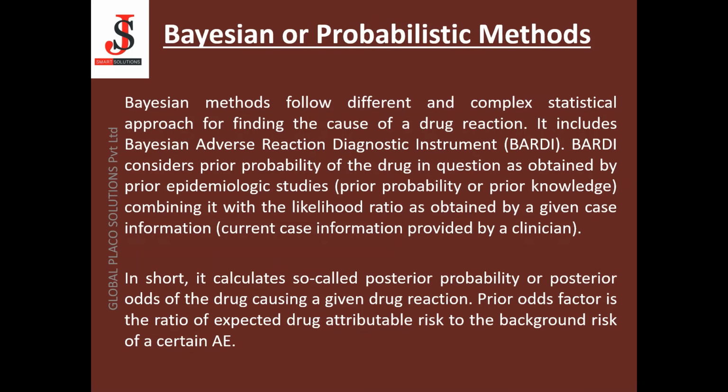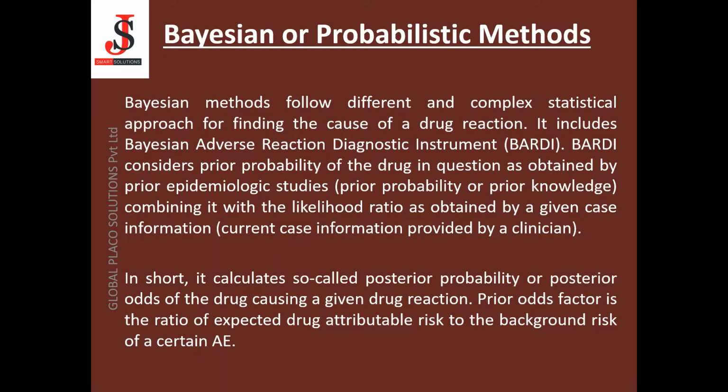Coming to the Bayesian or probabilistic methods. Bayesian methods follow a different and complex statistical approach for finding the cause of a drug reaction. It includes the Bayesian Adverse Reaction Diagnostic Instrument, abbreviated as BARDI. This considers the prior probability of the drug in question as obtained by prior epidemiological studies, combining it with the likelihood ratio as obtained by a given case information. In short, it calculates the so-called posterior probability or posterior odds of the drug causing a given drug reaction.